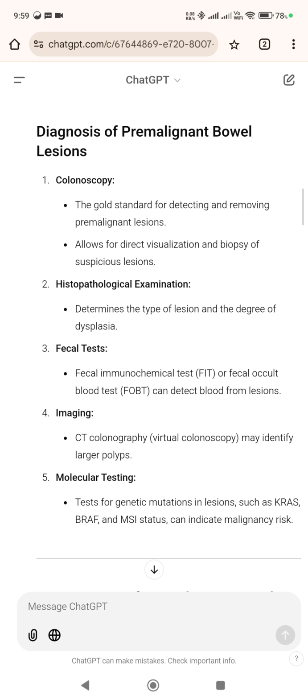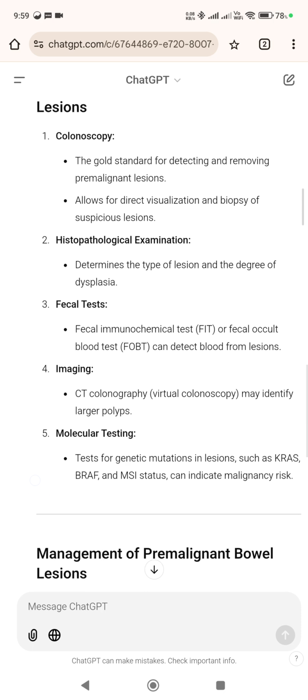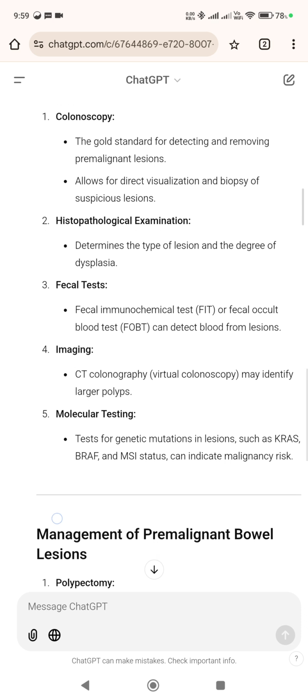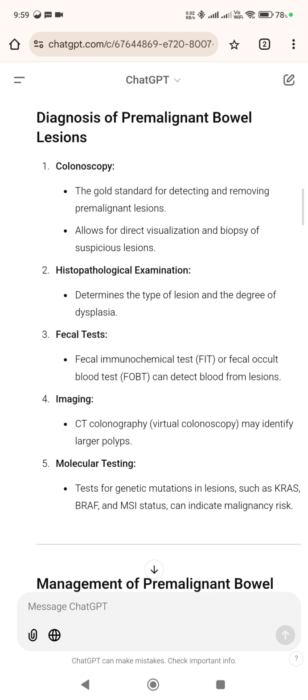3. Fecal tests, fecal immunochemical test, FIT, or fecal occult blood test, FOBT, can detect blood from lesions. 4. Imaging, CT colonography, virtual colonoscopy, may identify larger polyps. 5. Molecular testing, tests for genetic mutations in lesions, such as KRAS, BRAF, and MSI status, can indicate malignancy risk.